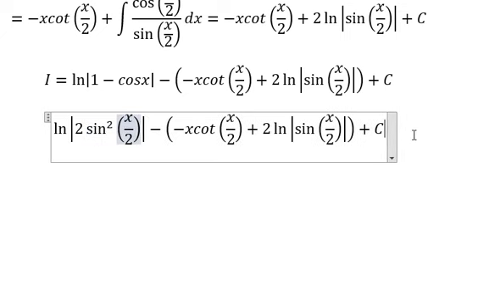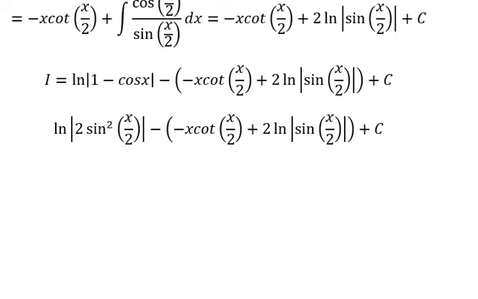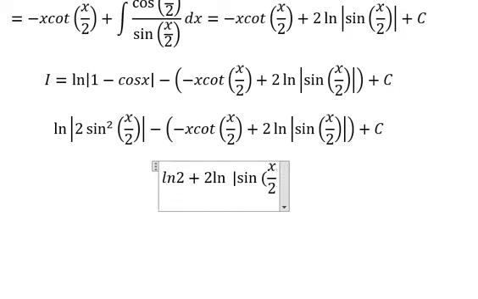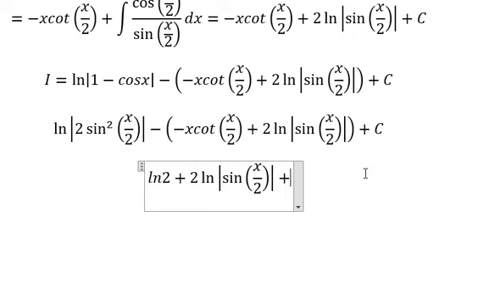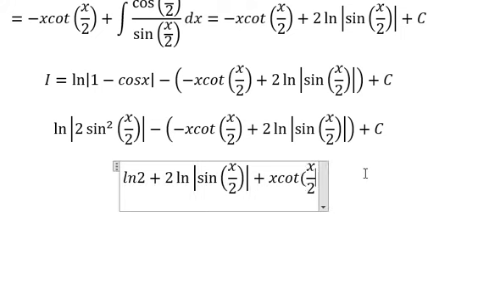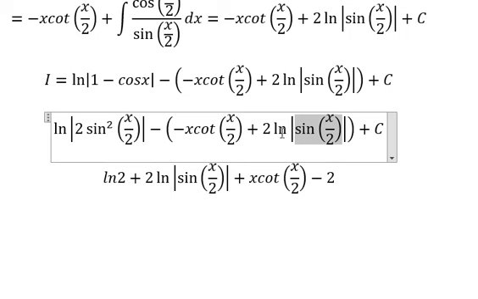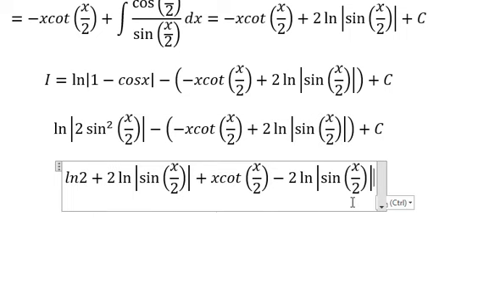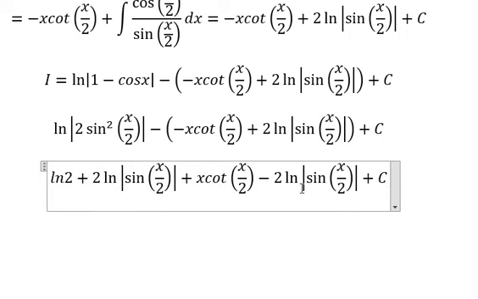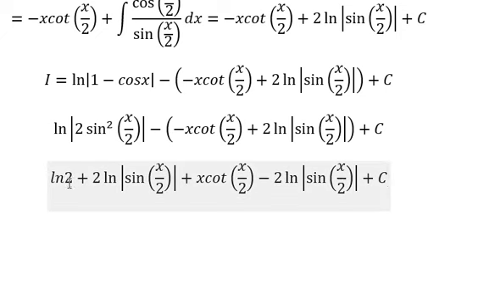So this one we can separate into ln 2 plus 2 ln of sine of x over 2. Negative with negative, you get positive, minus 2 ln of this one. So this one minus this one, ln 2 plus c, that will become the constant.